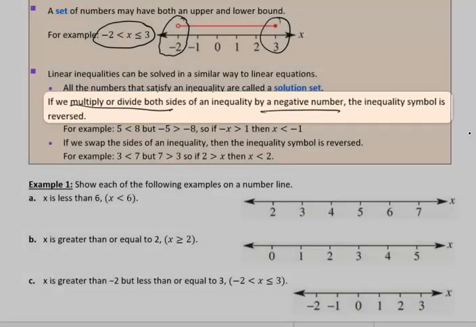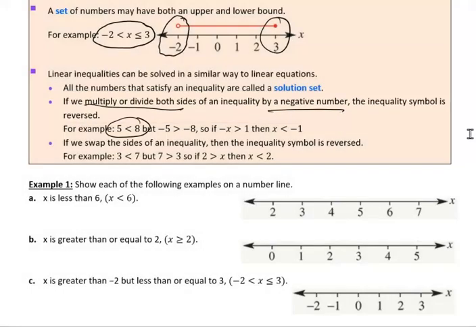Let me show you. So if 5 is less than 8, true. But -5 on a number line is actually going to be a bigger number than -8. So we divided both sides by -1, so that less than became a greater than, and that makes that true. So if -x is greater than 1, divide both sides by -1, we get positive x will be less than 1.